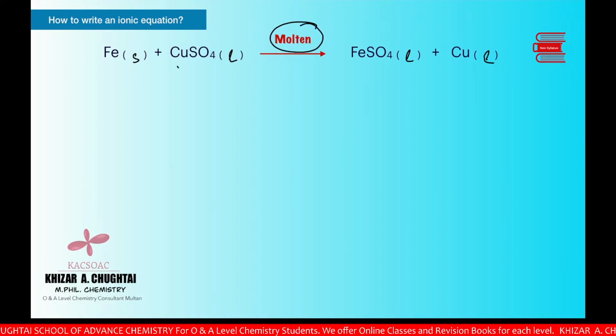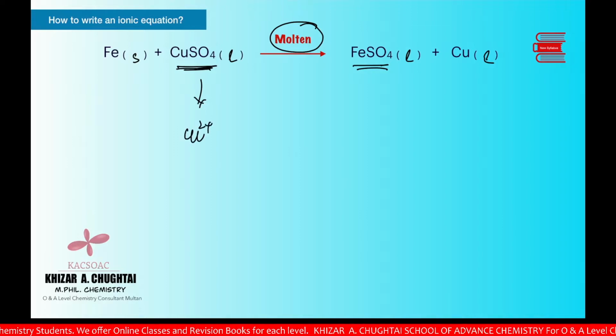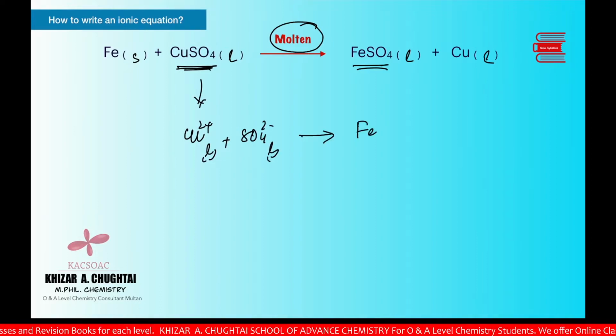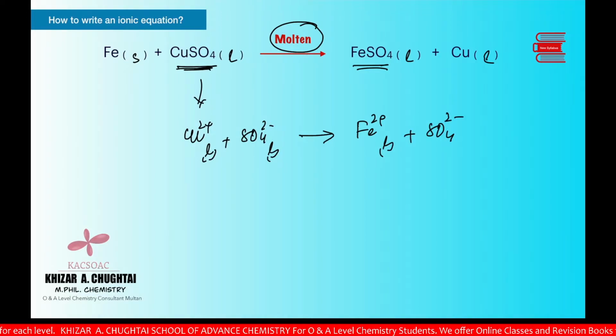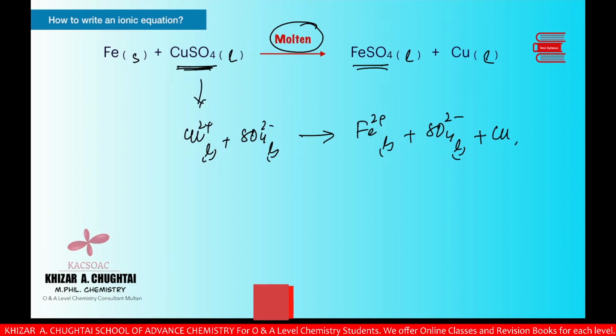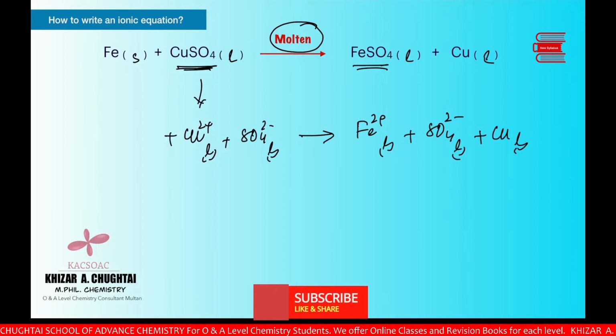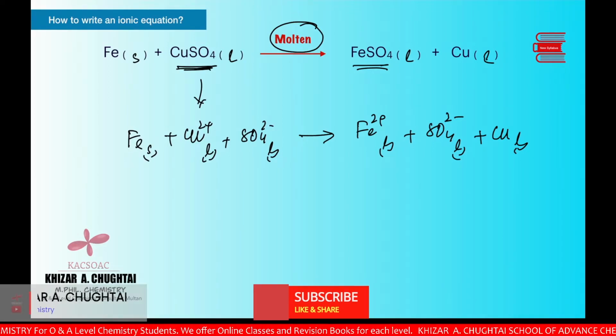liquid ionic compounds can be changed into ions, right? So I'm going to change this copper sulfate, Cu2 positive liquid plus SO4 2 negative ion liquid goes to Fe2 positive liquid plus SO4 2 negative ion liquid plus Cu liquid, and on the left hand side iron is initially solid, you can say. So which ions are the spectator ions?